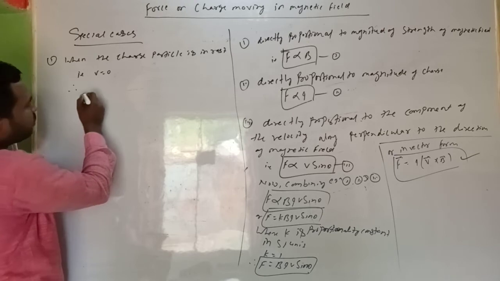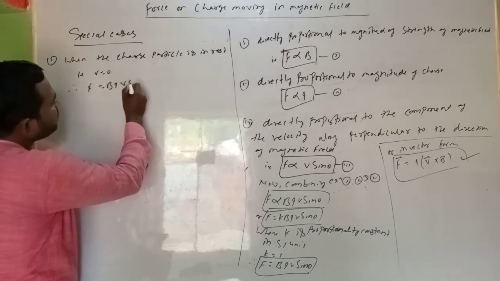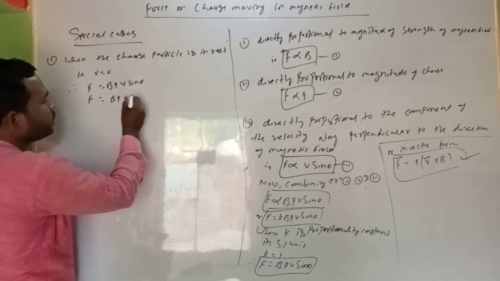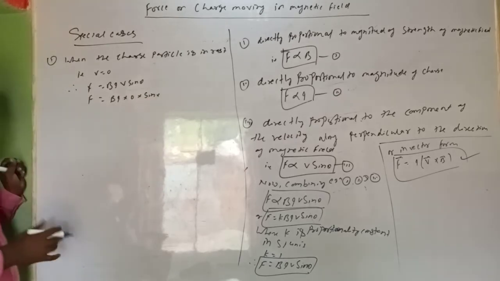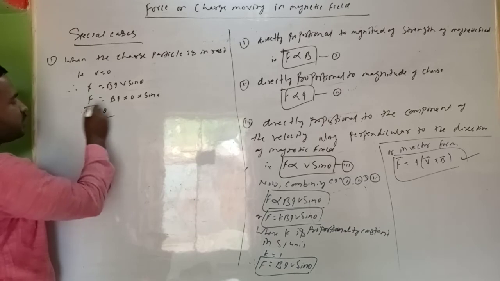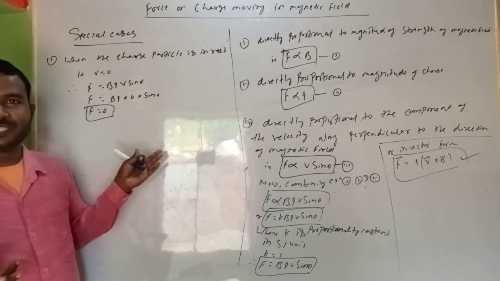Therefore, you have the formula F equal to BQV sin theta. Put here B Q into 0 into sin theta. Multiplying with 0, you will write 0. It means the force will be 0. No velocity, then the force will be 0.